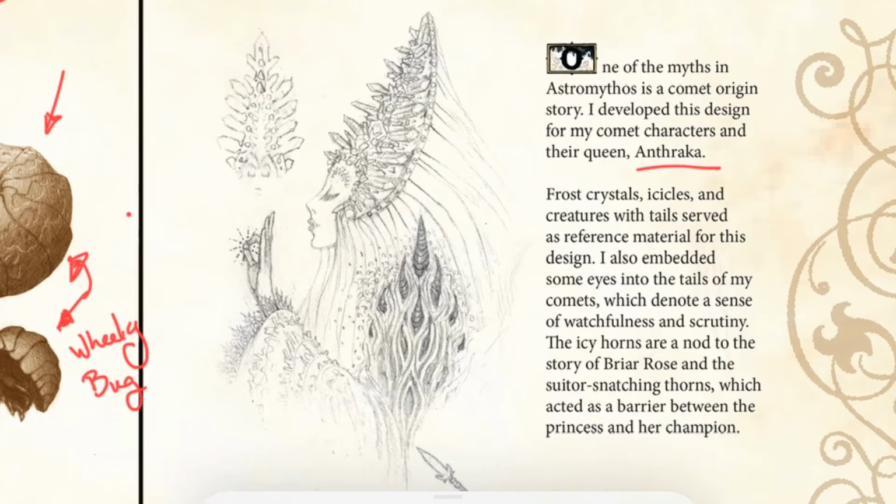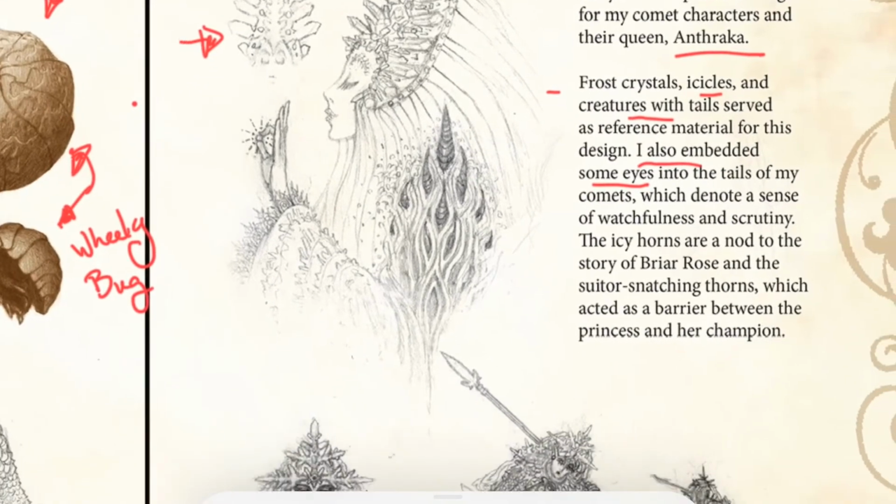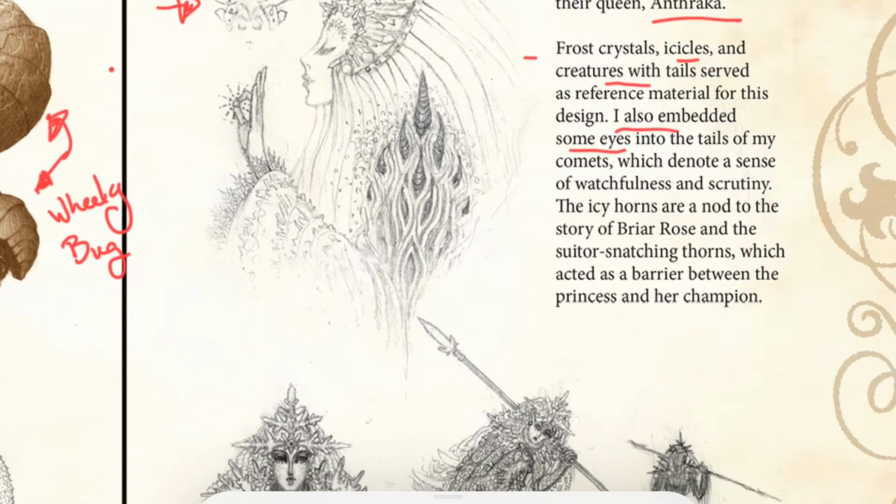Or slaying it? Anyways, I love this over here. Frost crystals. See the little study of frost crystals? Icicles and creatures with tails served as reference material for this design. I also embedded some eyes, and I talk about that in the previous video. Some eyes into the tails of my comets, which denote a sense of watchfulness and scrutiny. The ice horns are a nod to the story of Briar Rose and the suitor-snatching thorns, which acted as a barrier between the princess and her champion.